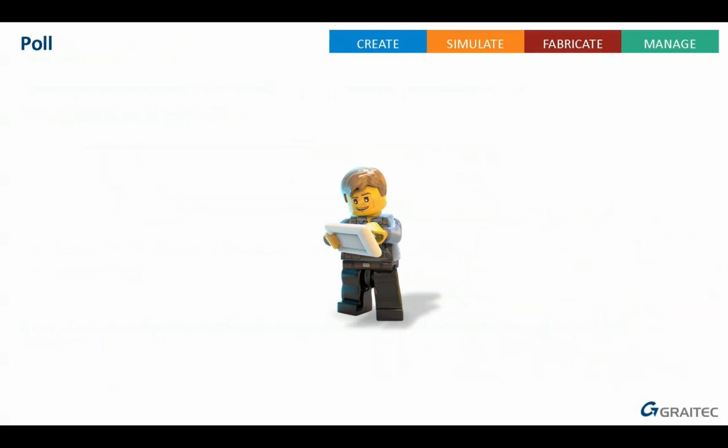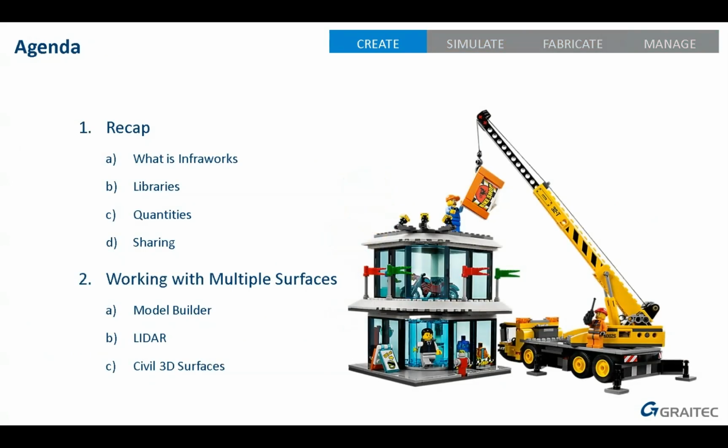Let's move on. We'll go straight into the agenda. So I'll just recap on what we've done so far, a little bit on what's InfoWorks, the libraries, the quantities and the sharing, and then go straight in and work with multiple surfaces. So we're not going to spend an awful long time explaining the multiple surfaces. We're just going to go straight in and do them. I think that'd be more useful.